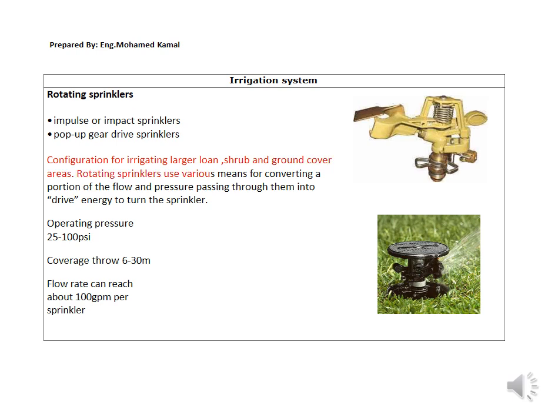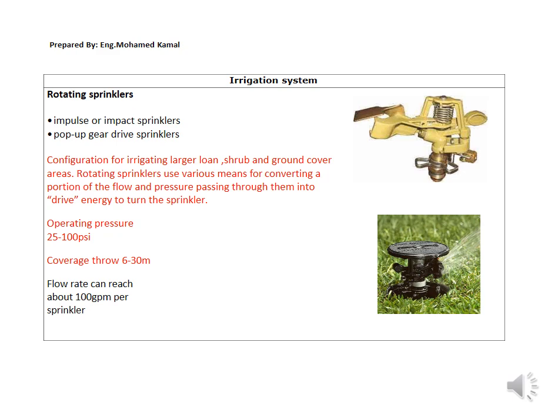Rotating sprinklers use various means for converting a portion of the flow and pressure passing through them into energy to turn the sprinkler. So in this case, the operating pressure for this type of sprinkler can reach 100 psi and the covering area can reach 30 meters.